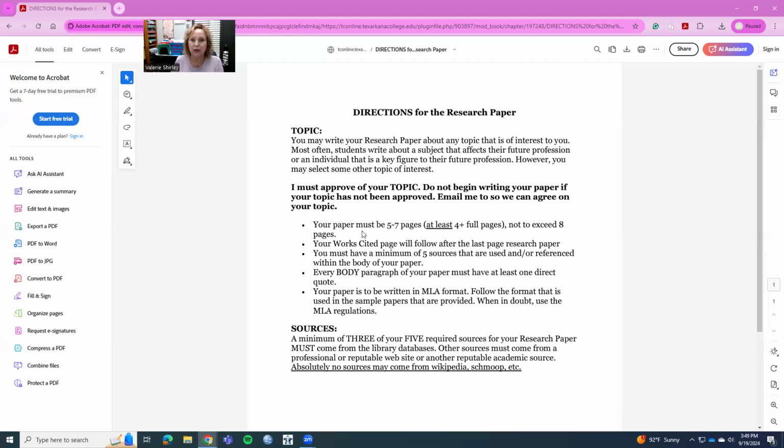Okay, so here's the biggie. Your paper must be 5 to 7 pages long. If it is not at least 4 full pages, it cannot be counted as a research paper, and I can't grade it. So if it is 4 full pages long, that is the minimum that's accepted. So plan on starting at a 70.